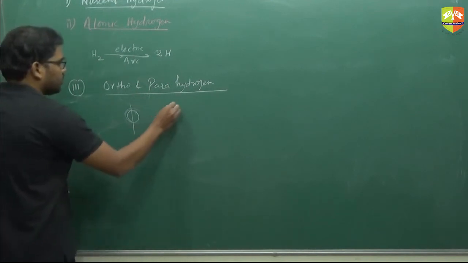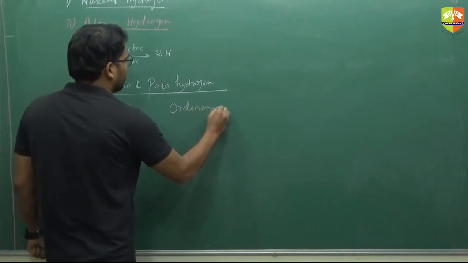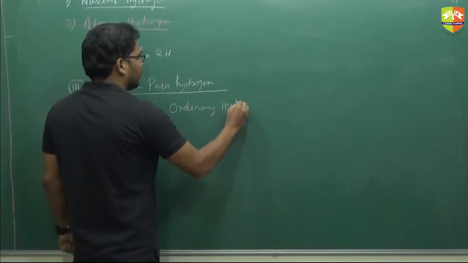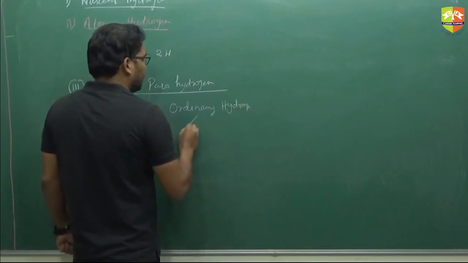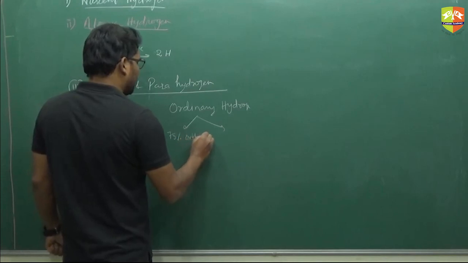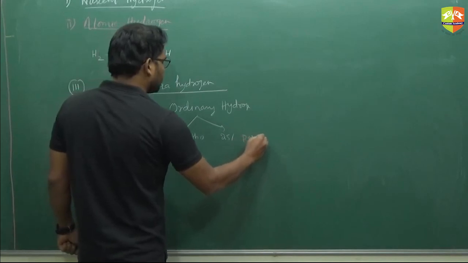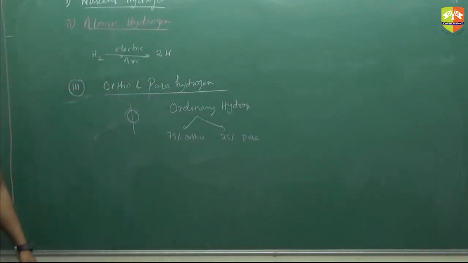Ordinary hydrogen has 75% ortho and 25% para. This is the observed fact. 75% ortho and the rest 25% is para.